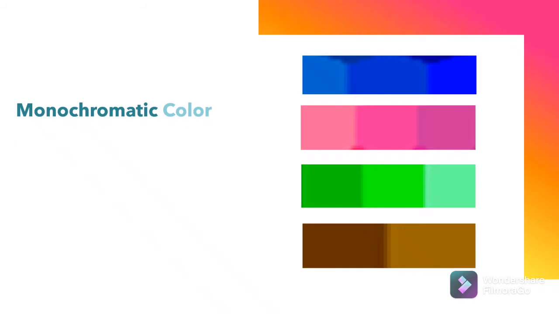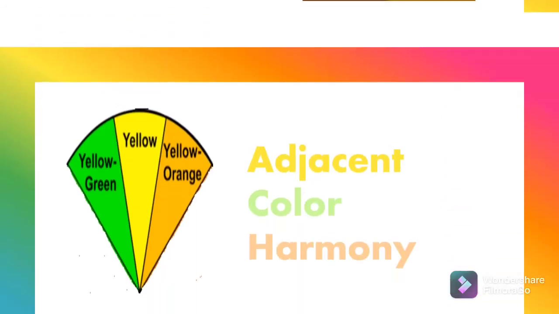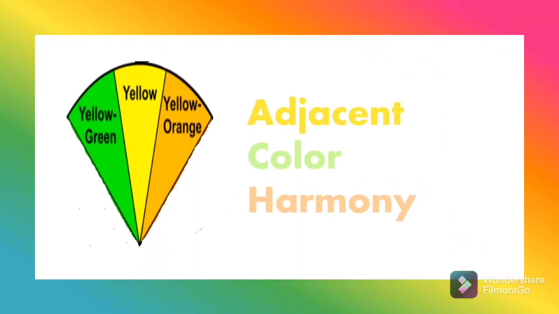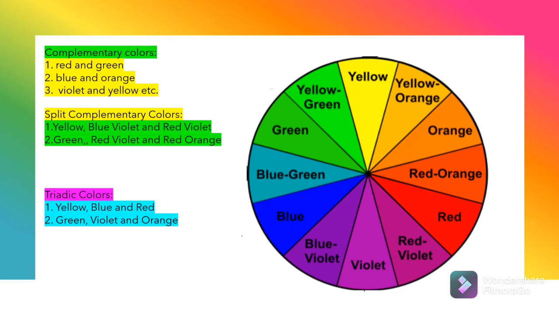So these are examples of monochromatic. Different shades but still blue, still pink, still green, and still brown, with lighter and darker shades. Look at the adjacent color harmony. Anything with yellow: yellow, yellow-green, yellow-orange. Or if you want blue: blue, blue-green, or blue-violet, as long as there is blue. That is adjacent color harmony. Next, we have examples of complementary colors.